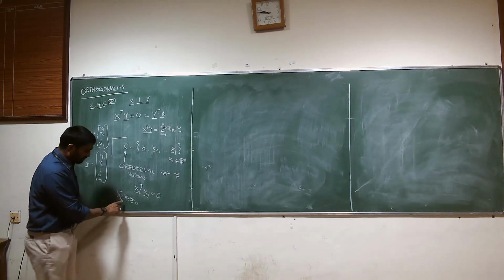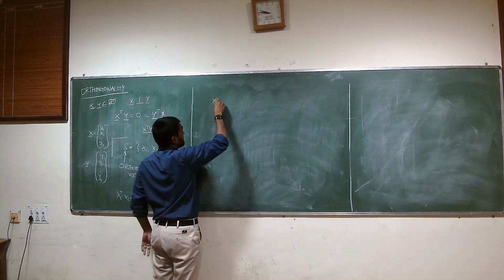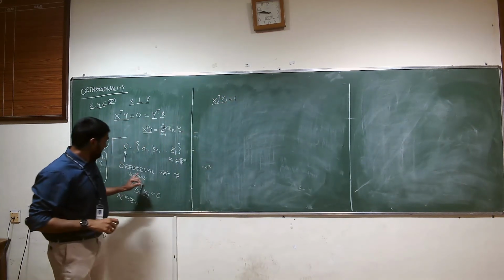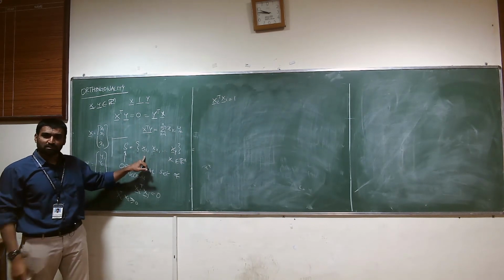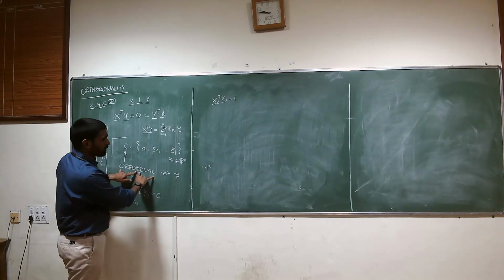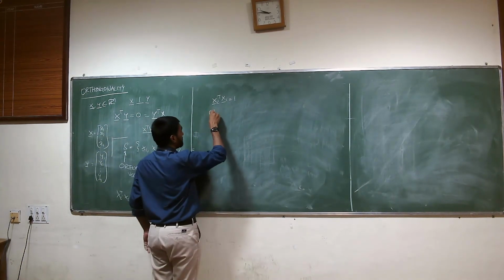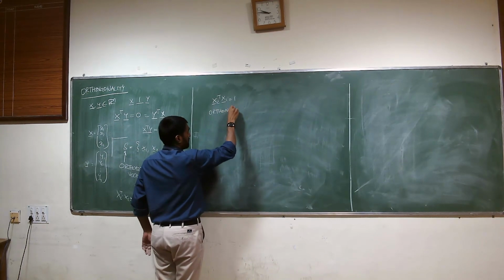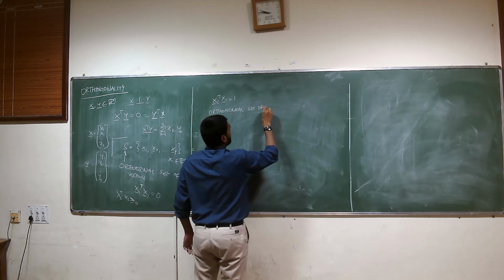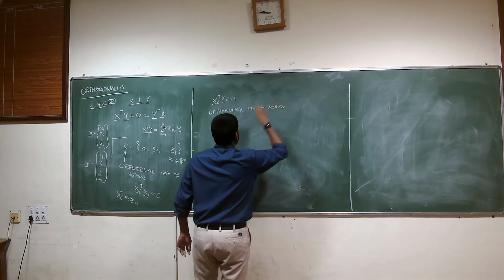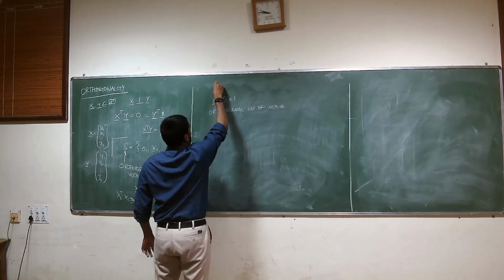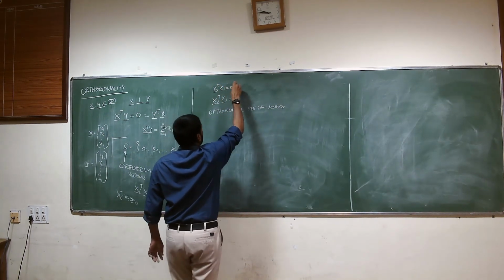But in addition to this, if xi transpose xi is 1, then the vectors are all orthogonal to each other and they are also of length 1. Then it's not just orthogonal, it's an orthonormal set of vectors. That is when xi transpose xi is 1, and xi transpose xj is 0, where i is not equal to j.